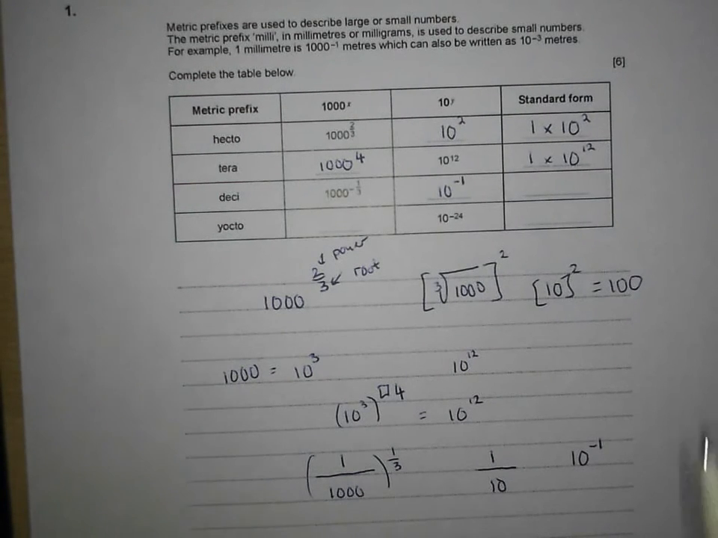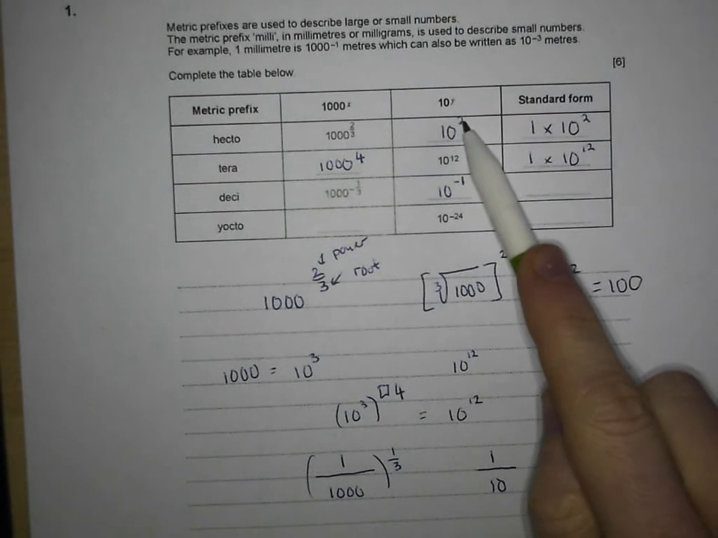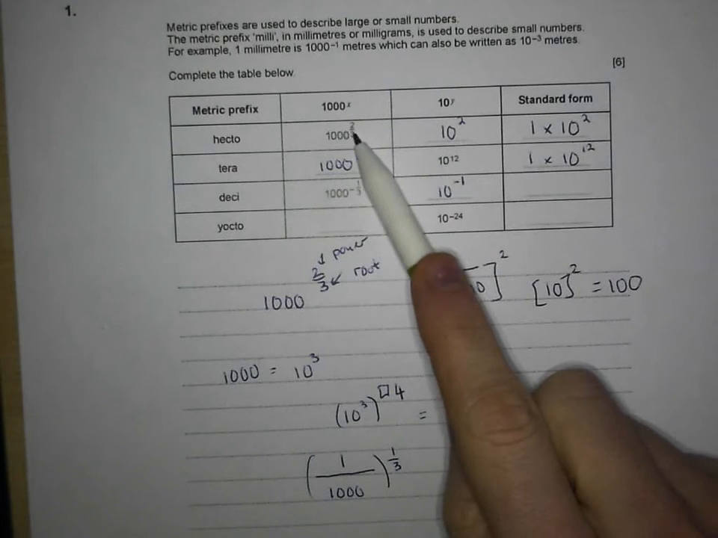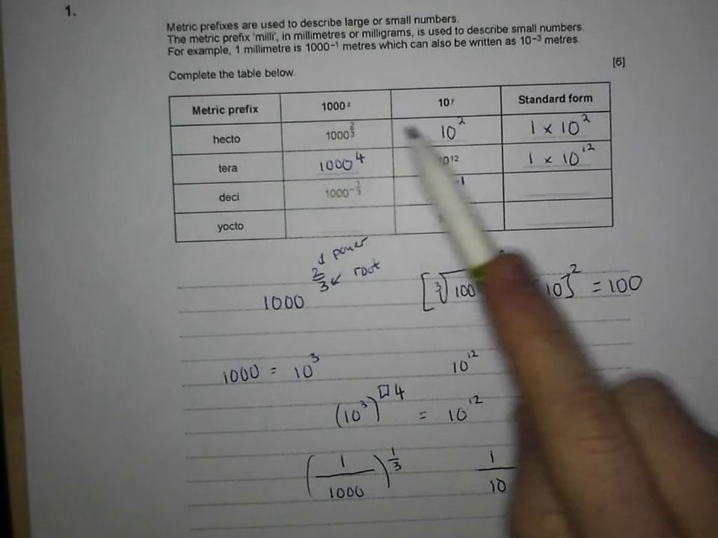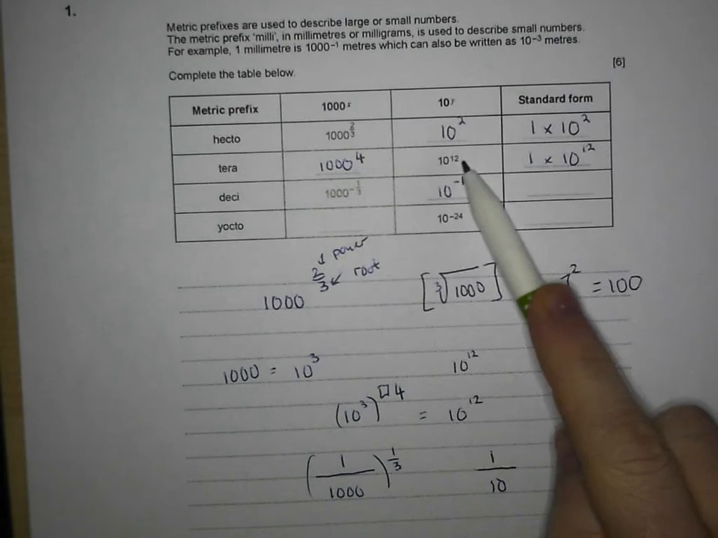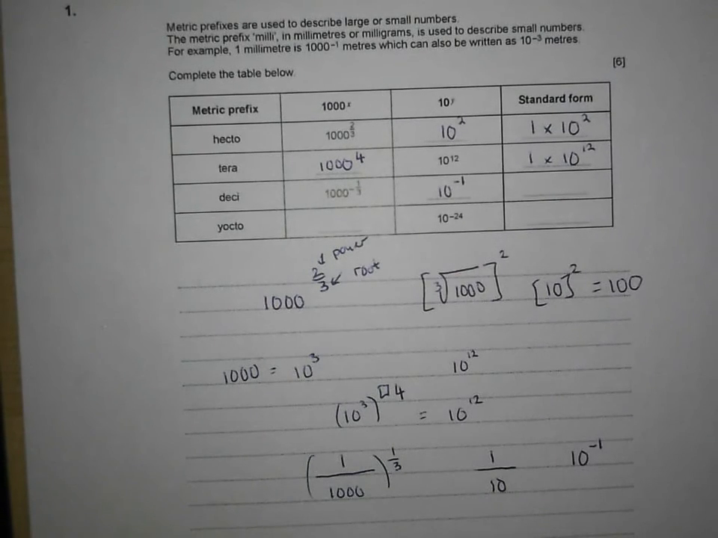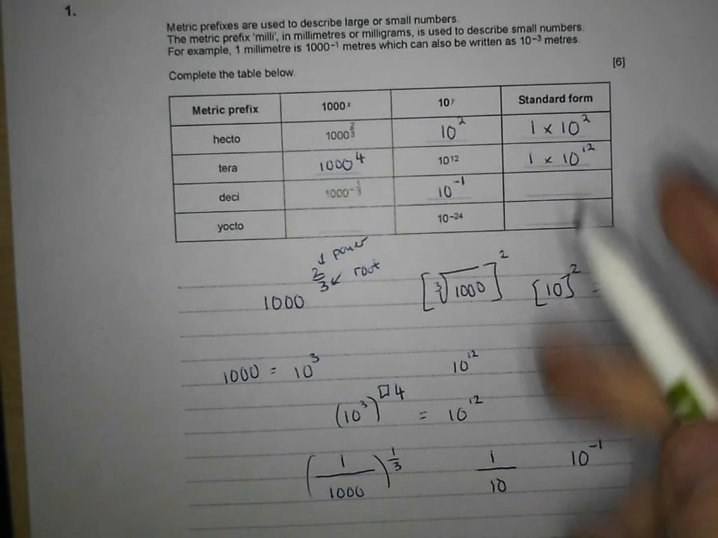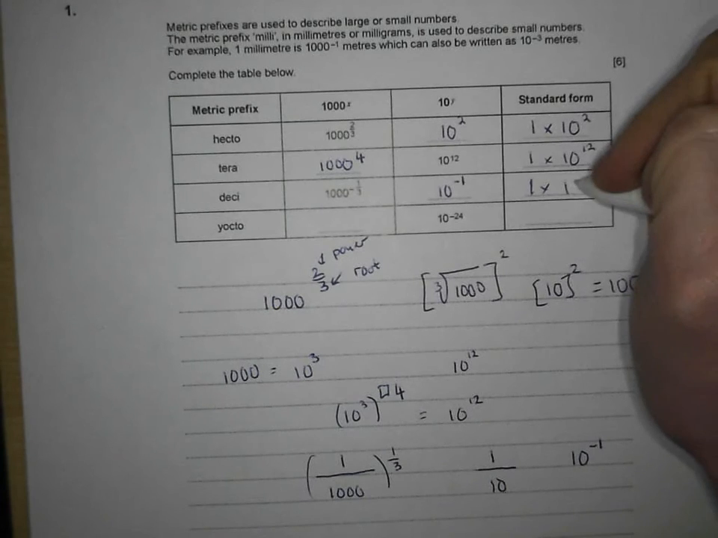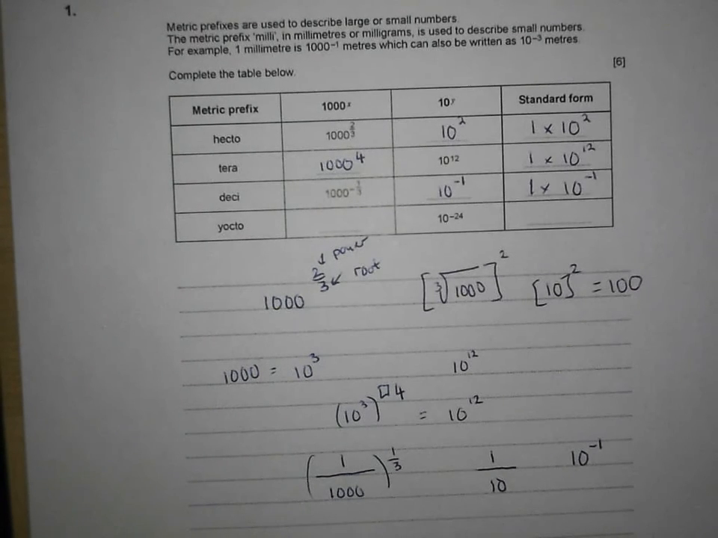Now notice here, you'll spot a bit of a pattern. The 10 to the power of, and how it relates to the power of 1,000. 2 divided by 3 is 2/3, 12 divided by 3 is 4, and minus 1 divided by 3 is minus 1/3. So it's always good to have a little look at that. Finally, a bit of standard form, well again easy, 1 times 10 to the power of minus 1. Thank God for that standard form column, because we're doing alright with that one.